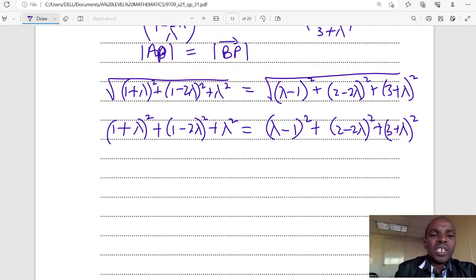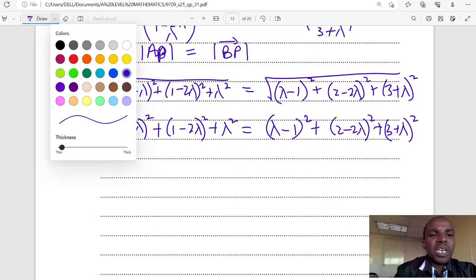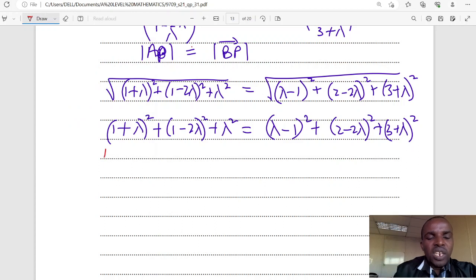Right, you expand. Let me expand this side. You can use a shortcut. These are (1 plus lambda) squared, it means 2 brackets of the same item. So 1 times 1, 1 plus 2 lambda, then plus lambda squared. For the sake of space I can just use a shortcut, but you can expand this item to find the value. Then on this part, it's 1 minus 4 lambda plus 4 lambda squared. Then plus lambda squared.